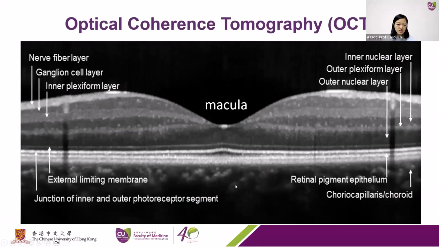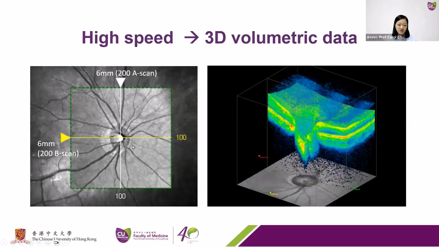In addition to retinal fundus photography, OCT is another widely used imaging device in the field of ophthalmology to image the cross-sectional view of the retina. So this is a cross-sectional image of the macula captured by OCT. Most of the retinal layers can be clearly identified by using OCT easily.